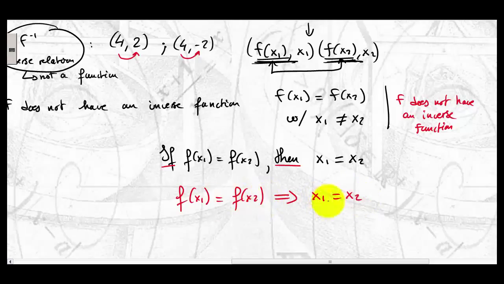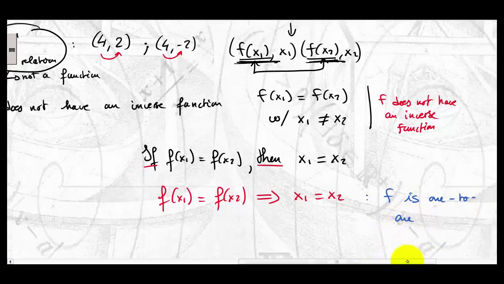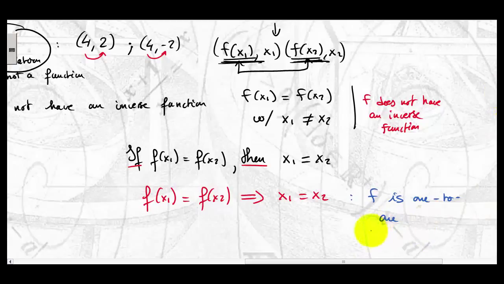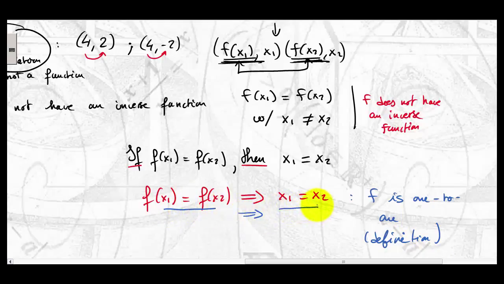This is a conditional statement, if then, okay? If this is true, we call f a 1-to-1 function. This is a definition of a 1-to-1 function. Okay, so what is a 1-to-1 function? A function for which an equality of output implies an equality of input.